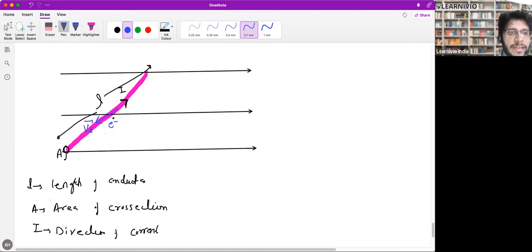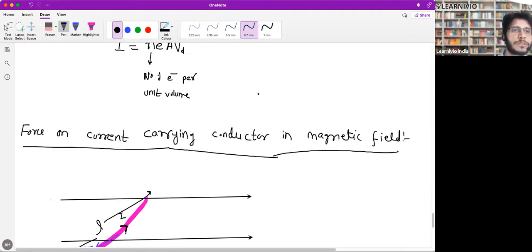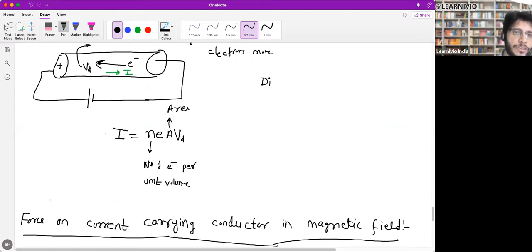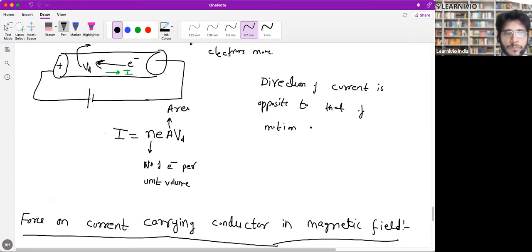Sania, why am I considering that electrons are moving in this direction? What's the logic behind this result? If current is going in this direction, then why are we taking the electrons to move in the other direction? Remember this result: direction of current is opposite to that of motion of electrons. We did this in chapter number 3.